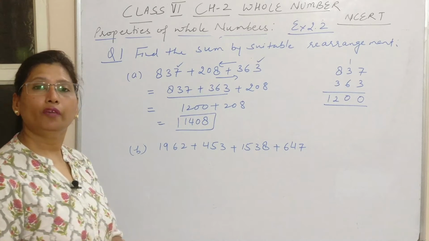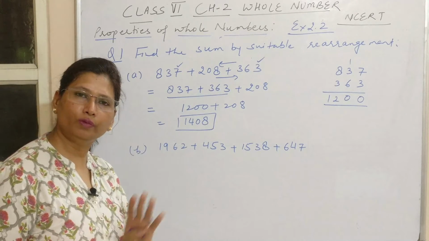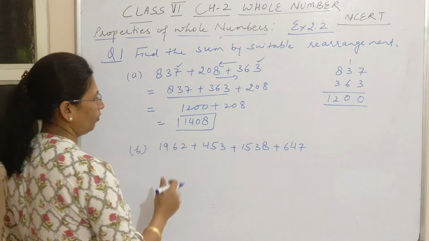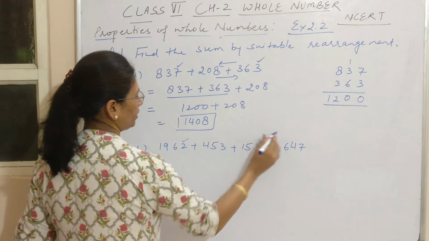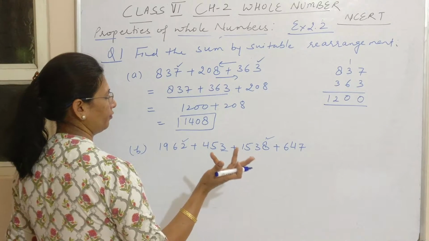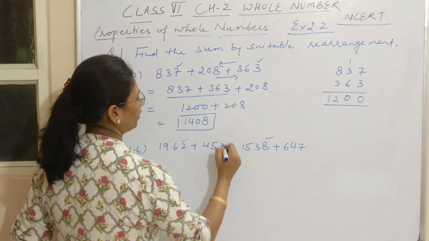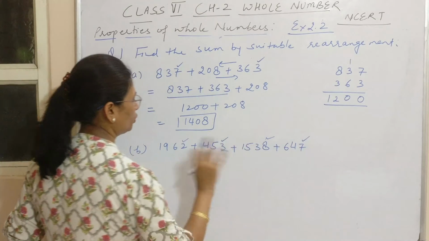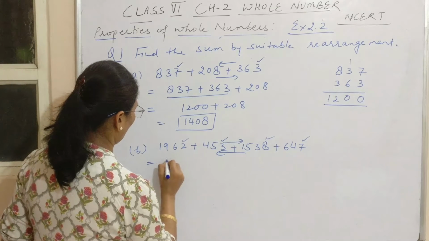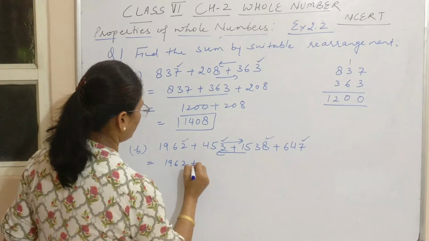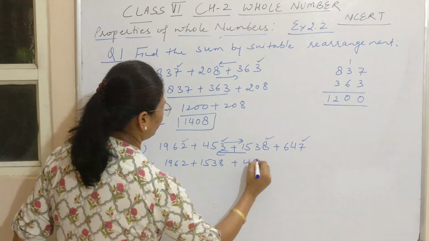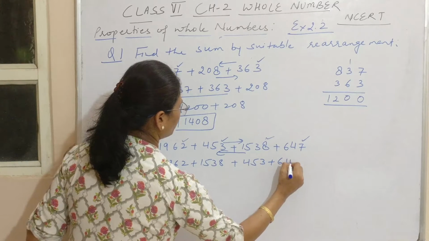In the same way, if you go to the second part, we have 4 terms. It's simple: we'll be combining 2 terms and seeing which terms go well. Here 2 and 8 cannot be combined with 3, because you get 5 in the ones place, which is of no use. Similarly, 3 can be combined with 7. So we'll rearrange, it's just an interchange. Here 1962 plus 1538 plus 453 plus 647.